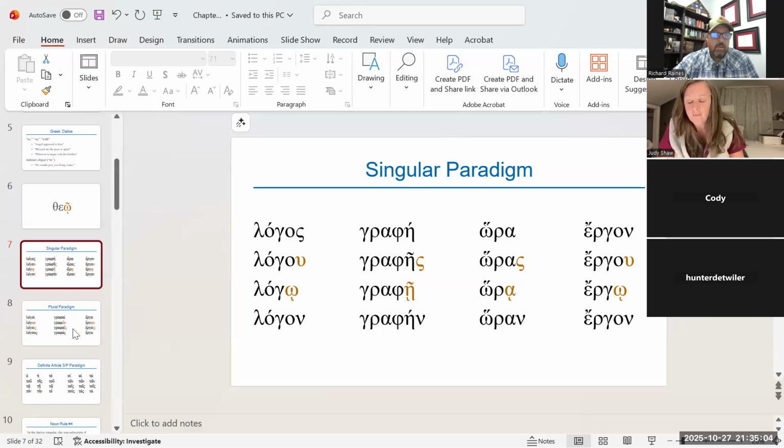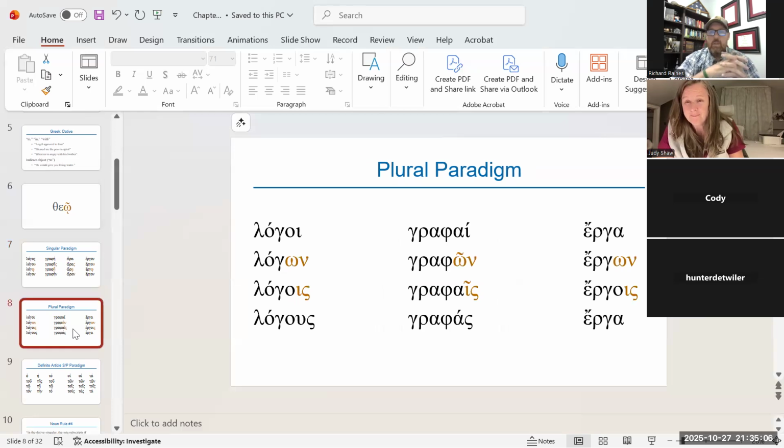All right. We're going to do the same thing with a plural. We're not going to do them all. All right. So Cody, logoi. What is the gender of logoi? Masculine. What's the case? Nominative. Very good. What's the number?